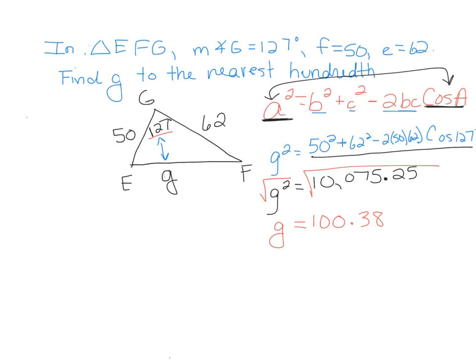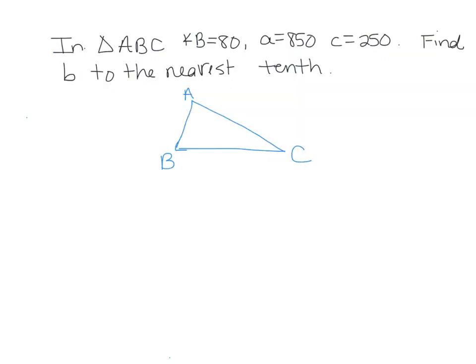So we're going to try one more with law of cosines. So in this example, I have triangle ABC, where angle B is 80. I have that A is 850 and C is 250, and I'm trying to find side B. So I'm going to write down my law of cosines because I automatically see that I don't have that side angle pair that I know, so I can't use law of sines.